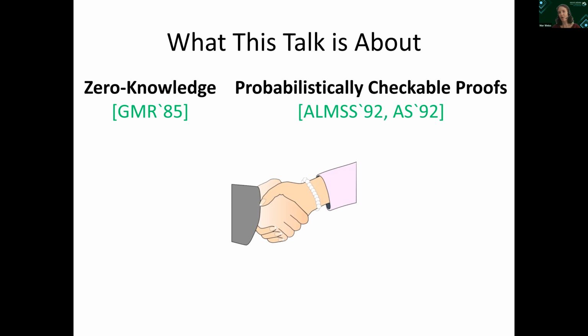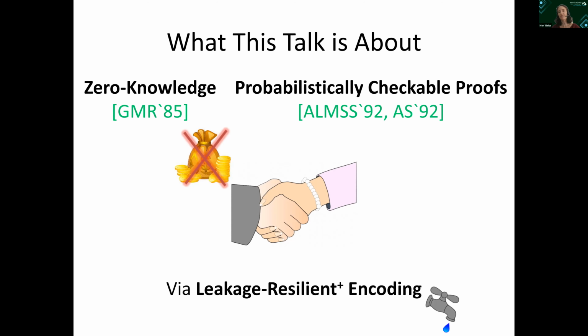And these are really useful objects. So for example, they're used to construct succinct arguments. And the highlight of our work is that we're going to get this zero-knowledge guarantee without paying any price for it. And we're going to do this by viewing the information that the verifier gets on the proof as leakage, and then we'll use leakage-resilient tools to protect against this leakage and get zero knowledge.